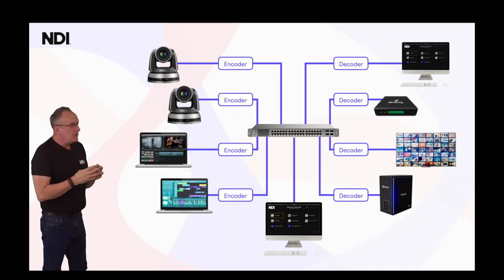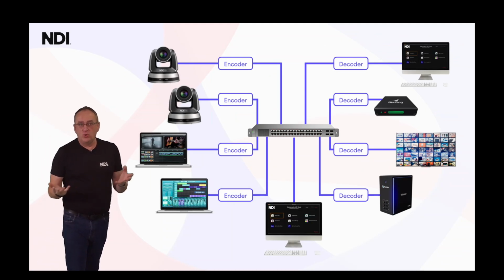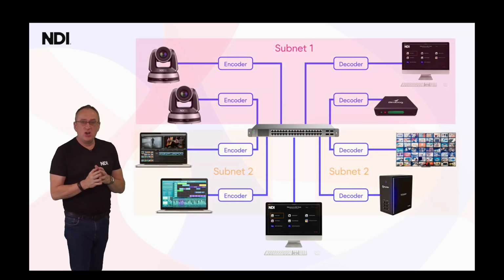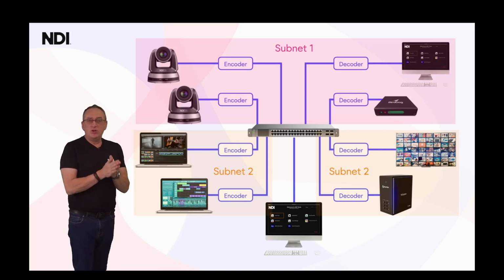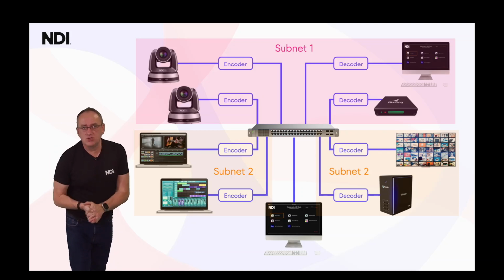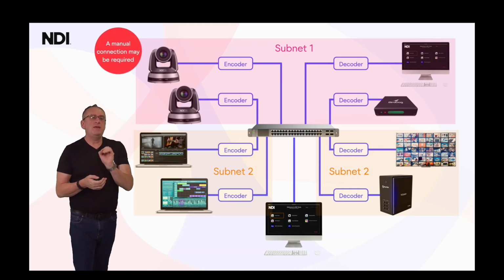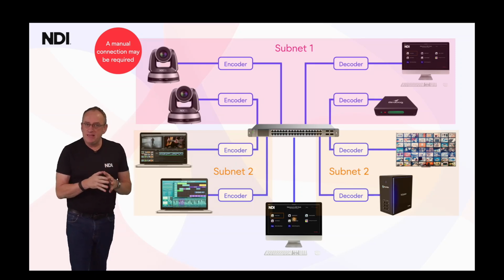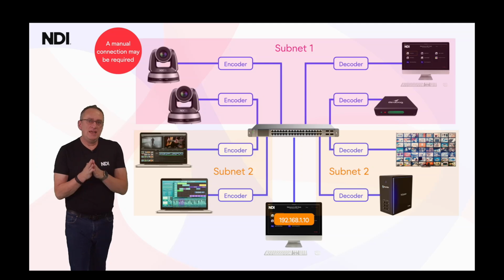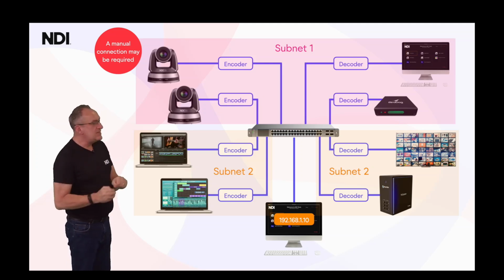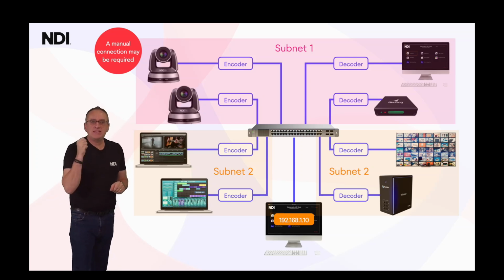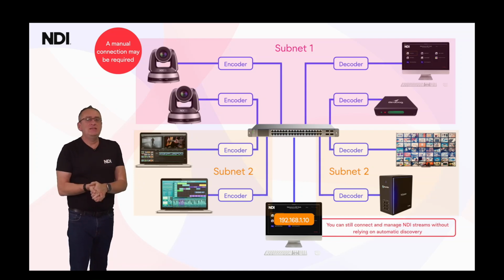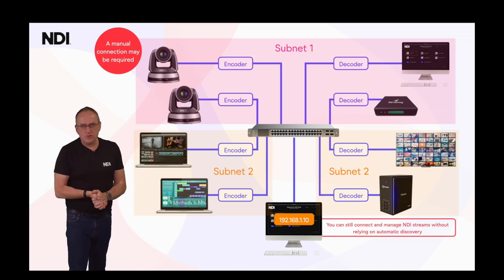In certain situations, automatic discovery via mDNS or Discovery Service might not be possible or even desirable. For example, when devices are located on different subnets or when network security restrictions block multicast traffic, a manual connection may be required. NDI allows you to manually connect devices by specifying the IP address of the sender in the NDI Access Manager. This method ensures that even in segmented or complex network environments, you can still connect and manage NDI streams without relying on automatic discovery.